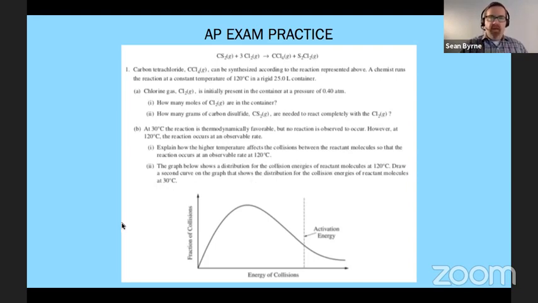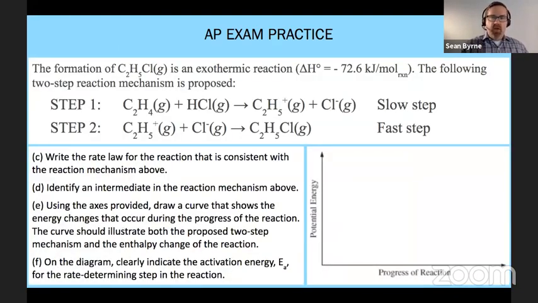The second question gives you a reaction mechanism and asks you to write the rate law. So here's a couple of reviews actually from our lesson yesterday, but then draw a curve. We're going to draw one of those potential energy curves, one of those reaction curves that we've been looking at today, that shows a two-step process. Make sure that you include the enthalpy change of the reaction, and clearly indicate what the activation energy is. Give you a second to take a screenshot there.